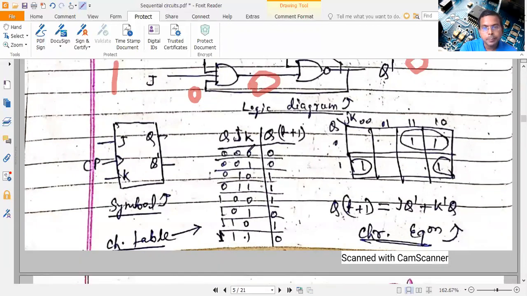So here, see J, K both 0, 0 means no change condition. So the output is 0. Why is the output 0? Because earlier it was 0. So this 0 is getting transferred to here.